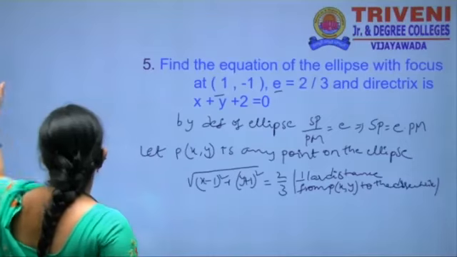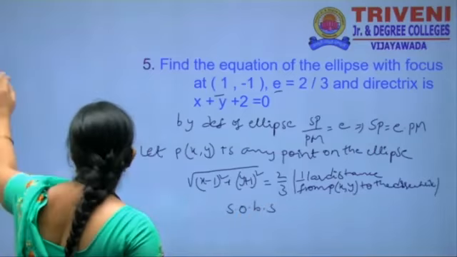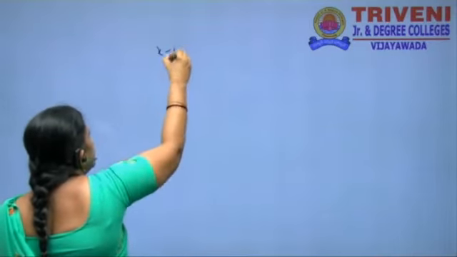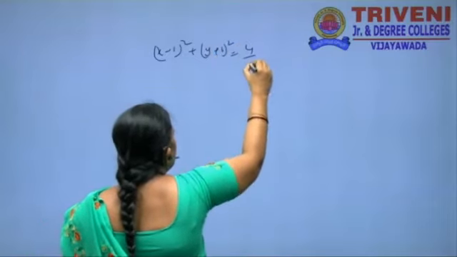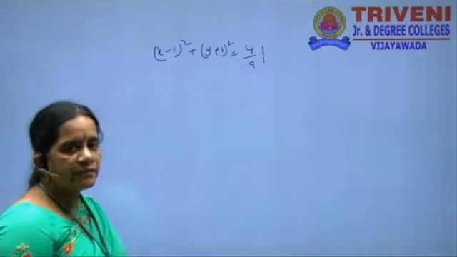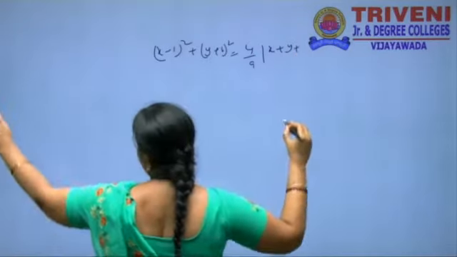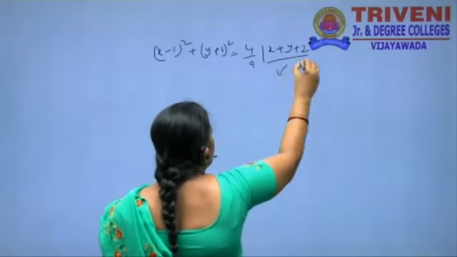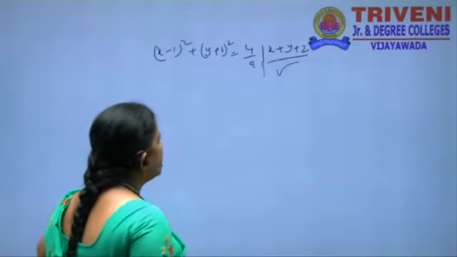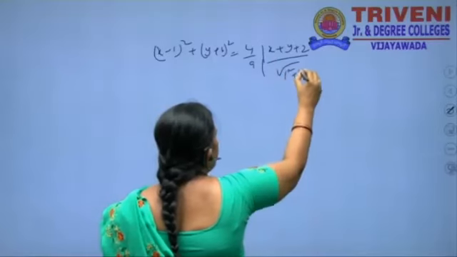Squaring on both sides, first we square both sides. Then (x − 1) whole square plus (y + 1) whole square is equal to (2/3) whole square, that is 4/9. The perpendicular distance from the point to the directrix is (x + y + 2) divided by the square root of 1 square plus 1 square, since the coefficient of x is 1 and the coefficient of y is also 1.